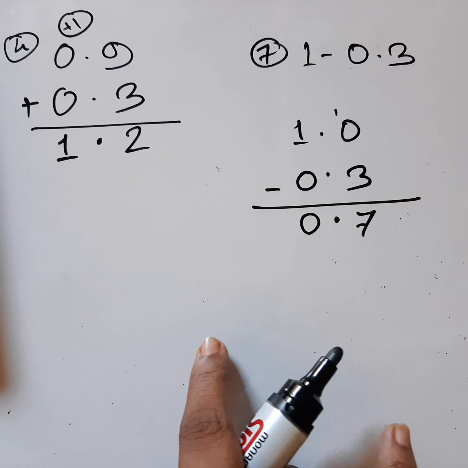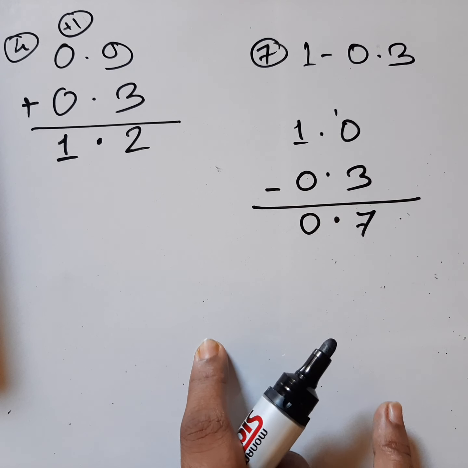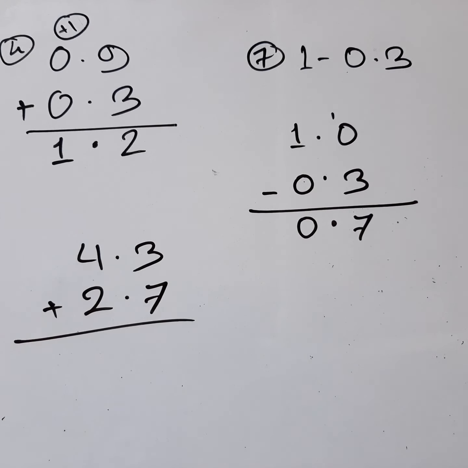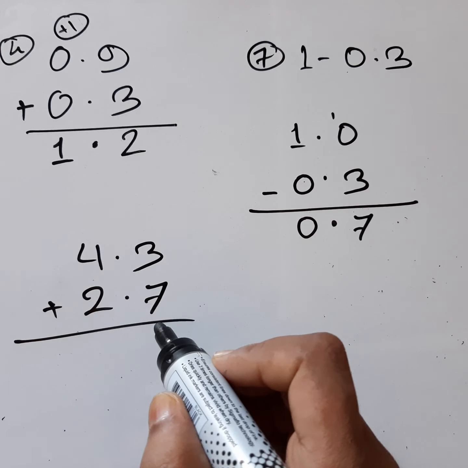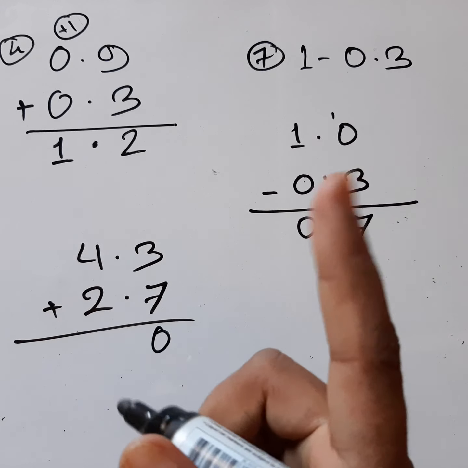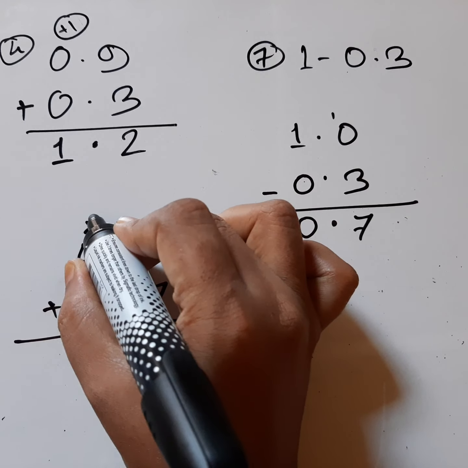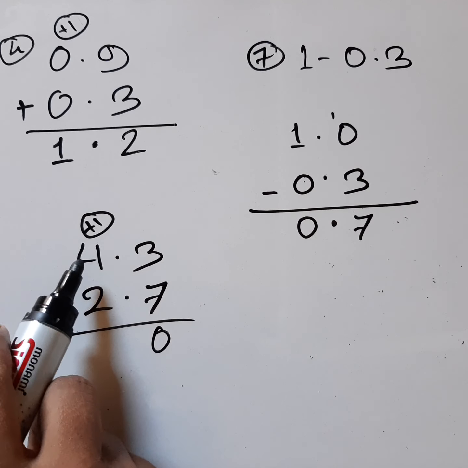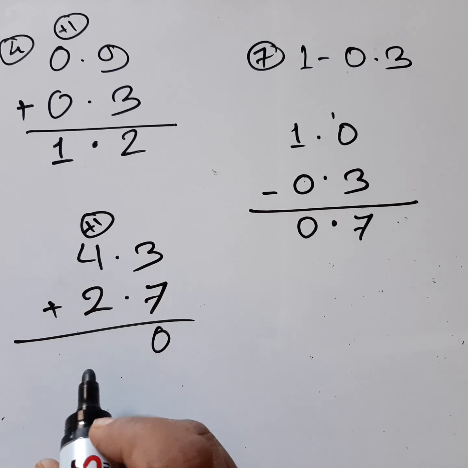The other one I wanted to show you, let me find it. Okay, this is the other one. 3 plus 7 makes 10, carrying 1. So this is the one carrying, and that one will become 7.